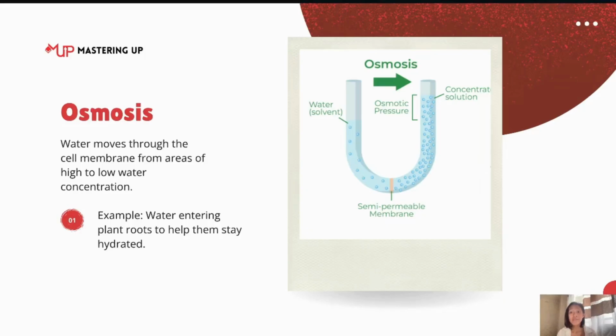For example, if you place a raisin in a cup of water, the water will enter the raisin because the raisin has a higher concentration of solutes like sugars, and the water moves to balance the concentration. In plant cells, water moves into the roots from the soil by osmosis, helping the plant stay hydrated. Osmosis is vital for maintaining the water balance in cells, and it is driven by the concentration of solutes inside and outside the cell.